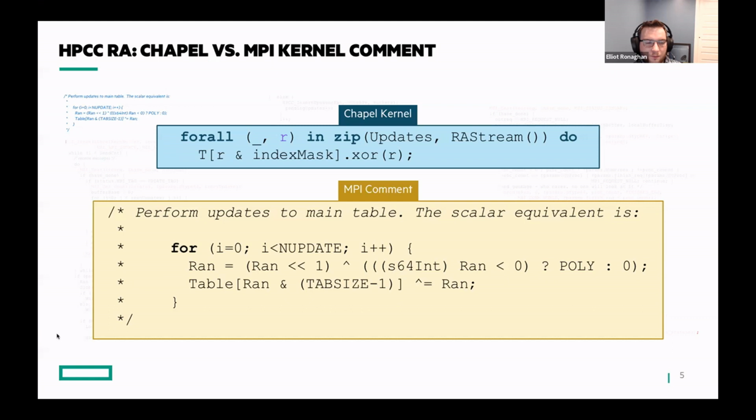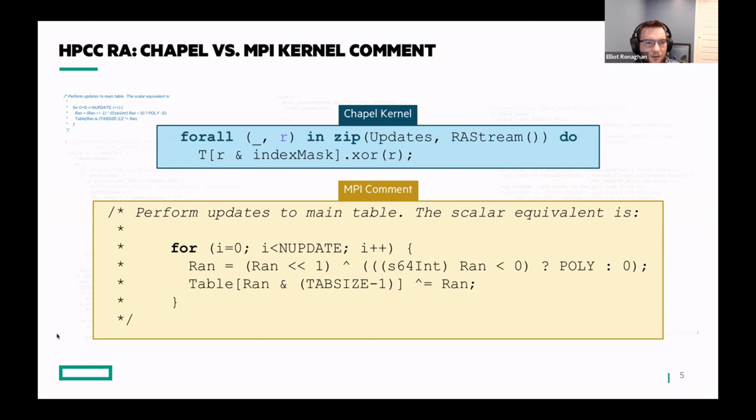And then from the MPI code, what we have is the following comment above all of the more complicated implementation. It just says, perform the updates to the main table. The scalar equivalent of this is for i in some number of updates, compute your random index, and then the table at the random index, XOR the random value.